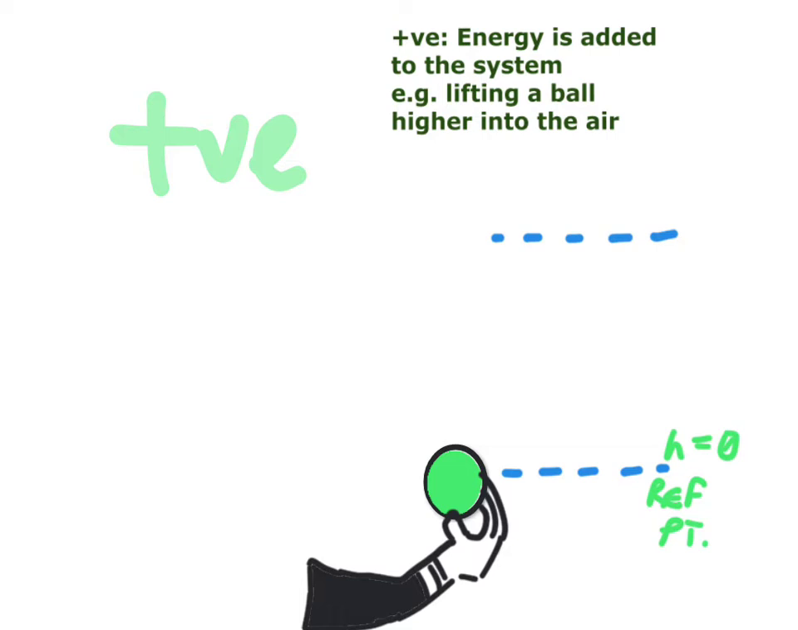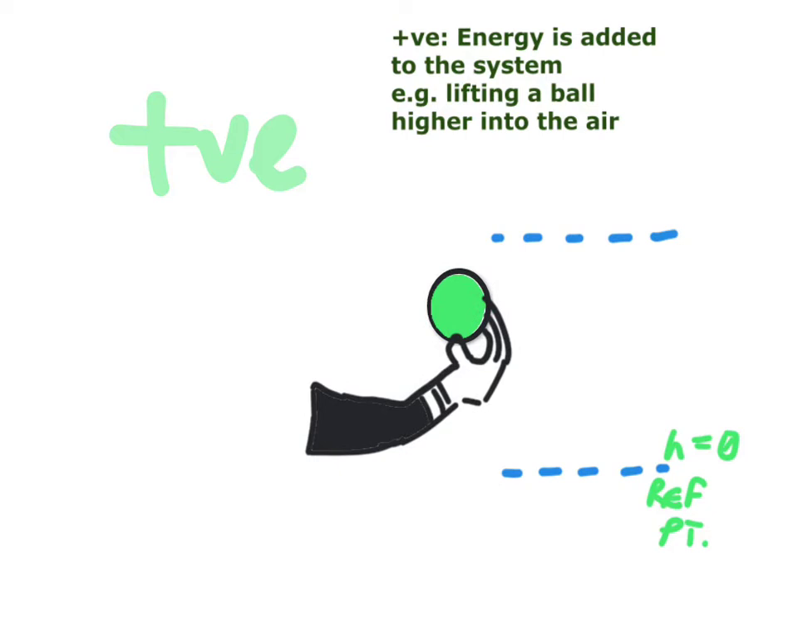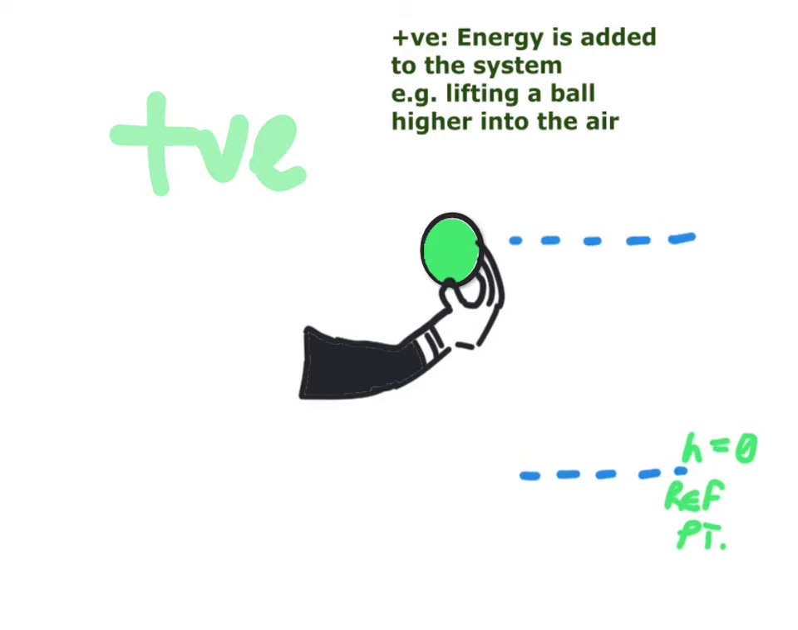If we take the example in the diagram, I've just drawn a person lifting a ball. When you lift the ball higher into the air, you actually do work on that system of the green ball, because there is an increase in the potential energy of the ball as it moved through that zone. So as the ball moved upwards, it gained height. Now it started from a position of h equals 0, which we sometimes call the reference point, and it gained potential energy. So it gained energy. And that is called, or we state that is positive work, because energy was added to the system.